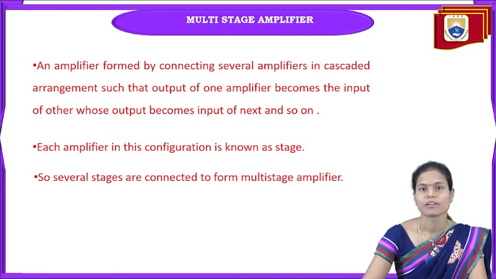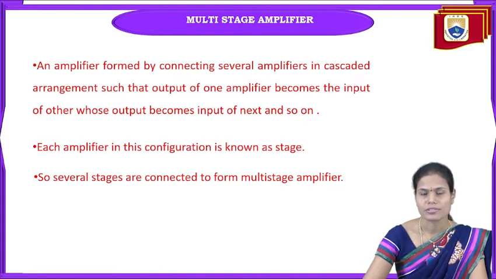So first of all, we have to know what is meant by multi-stage amplifier. Generally, by using the bipolar junction transistor as well as the metal oxide semiconductor field effect transistor, we can form single stage amplifiers in order to get the gain in terms of voltage as well as current, and to get the input impedance as well as output impedance from the amplifier circuit. That is nothing but the required parameters we can get from single stage amplifiers.